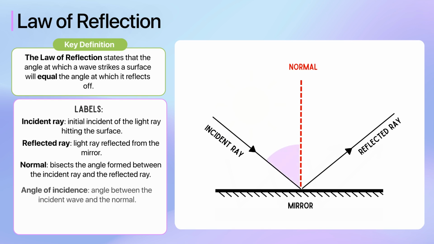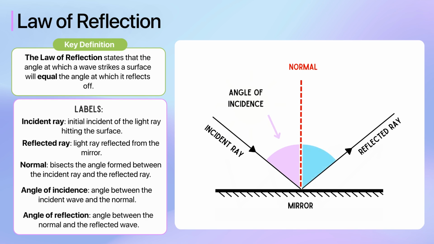Let's call the angle between the incident wave and the normal the angle of incidence. Let's also call the angle between the normal and the reflected wave the angle of reflection. The law of reflection states that the angle of incidence is equal to the angle of reflection. In other words, if a light wave hits a mirror at a 30-degree angle relative to the normal, it will also reflect at a 30-degree angle on the other side of the normal.